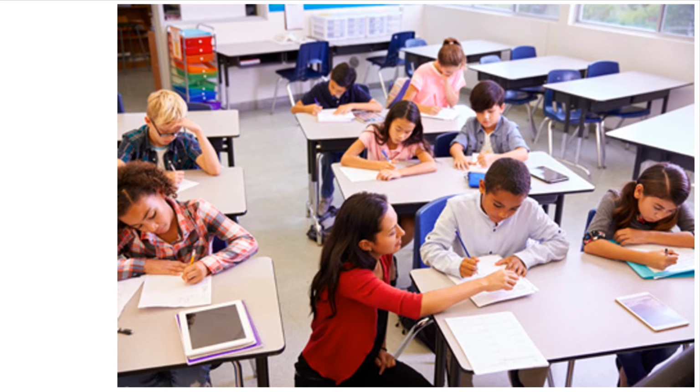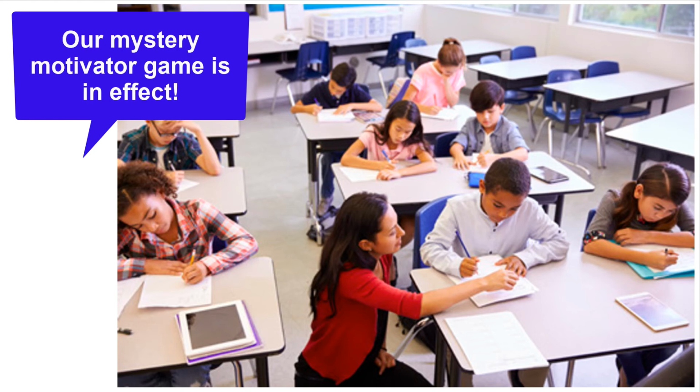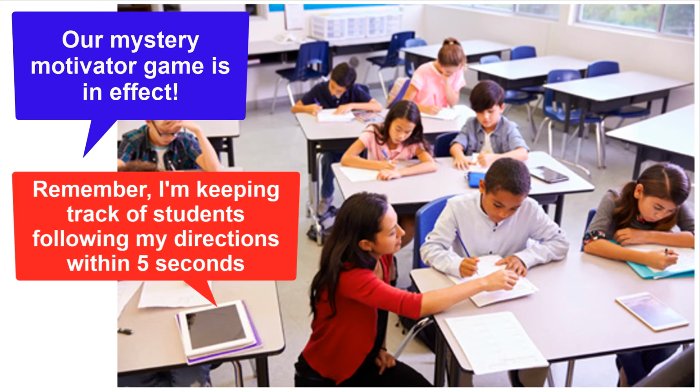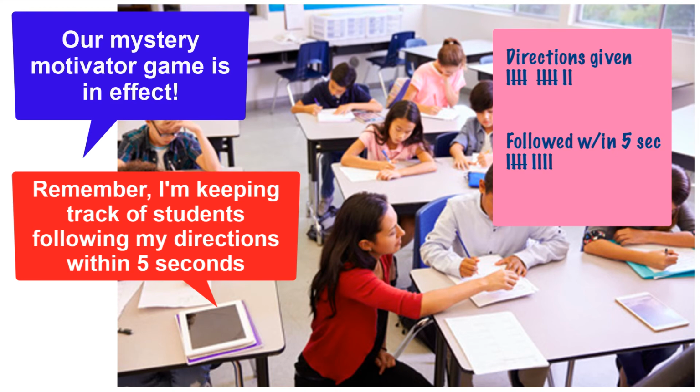Implementation is easy. Let's say it's the start of a session of independent work. Inform your class that the mystery motivator game is in effect and remind them of the replacement behaviors you are looking for, such as following directions within 5 seconds. Having a chart paper or poster with the target behavior written is a great visual reminder for students. Then keep a running tally of the target behaviors. In this example, every time a student follows a direction within 5 seconds, a tally mark is made. Also keep track of the number of directions you give.